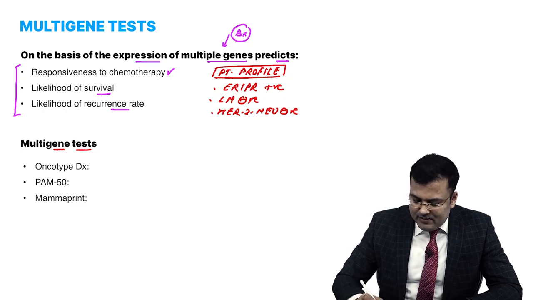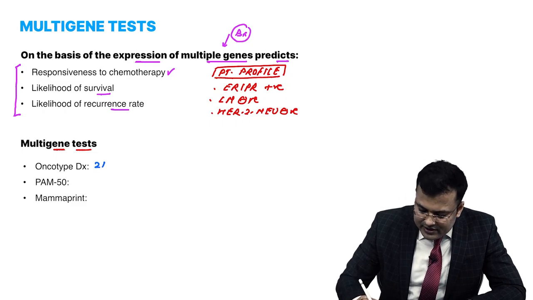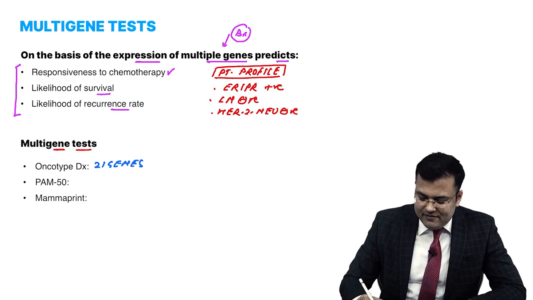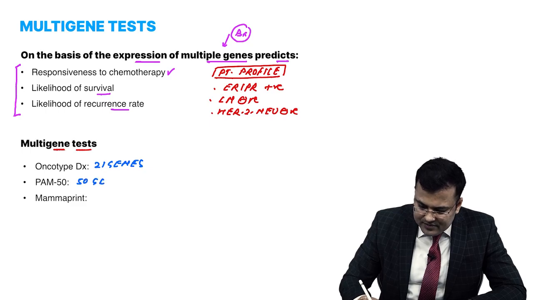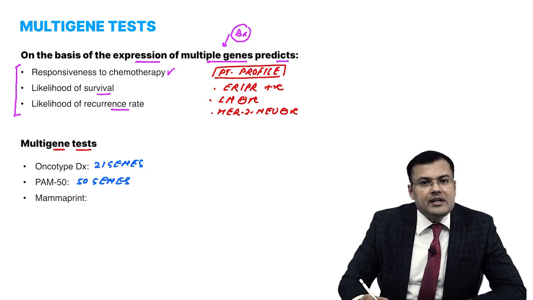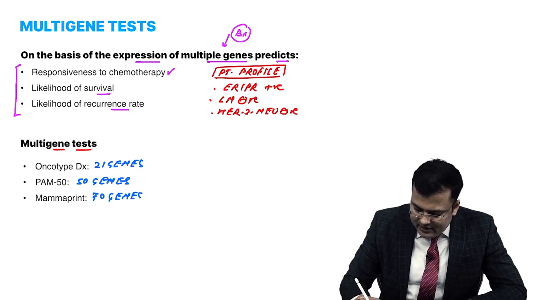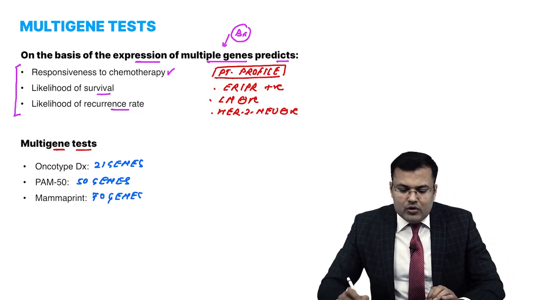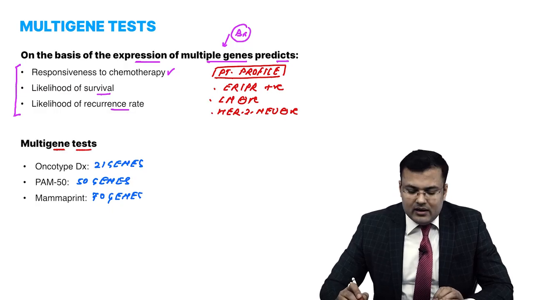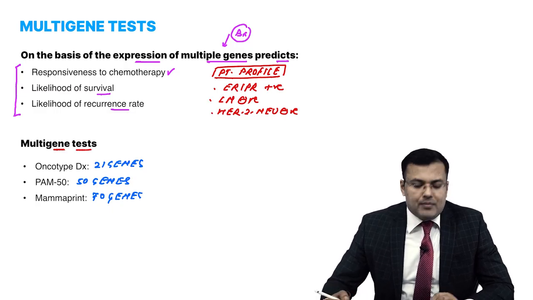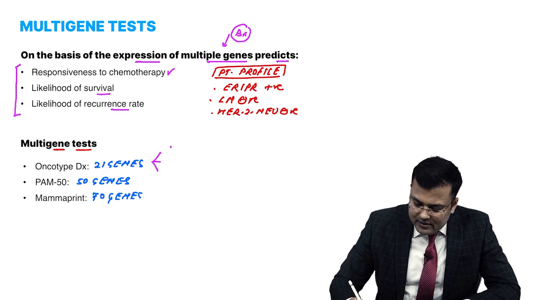How many genes can you tell me in Oncotype DX? 21 genes. Oncotype DX 21. PAM50: how many genes? 50 genes. MammaPrint, how many genes? 70 genes. Clear? In Oncotype DX these genes are assessed, and this is used for BPC, not only for breast. Apart from breast, it is used for prostate as well as colon.